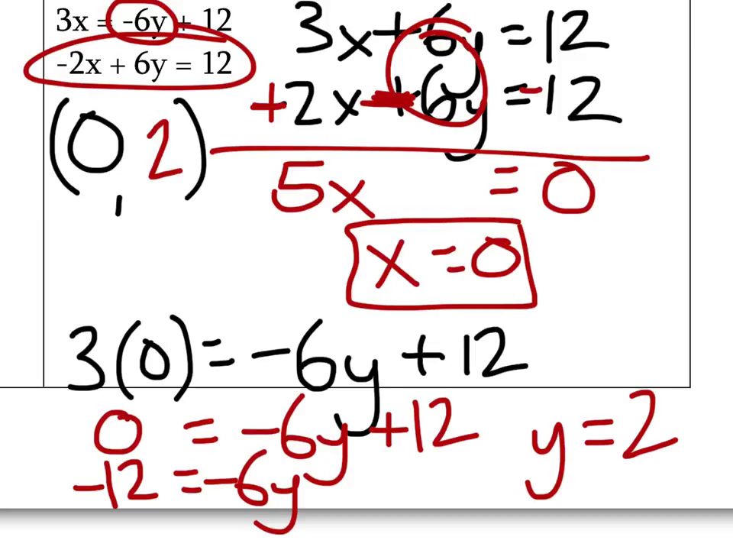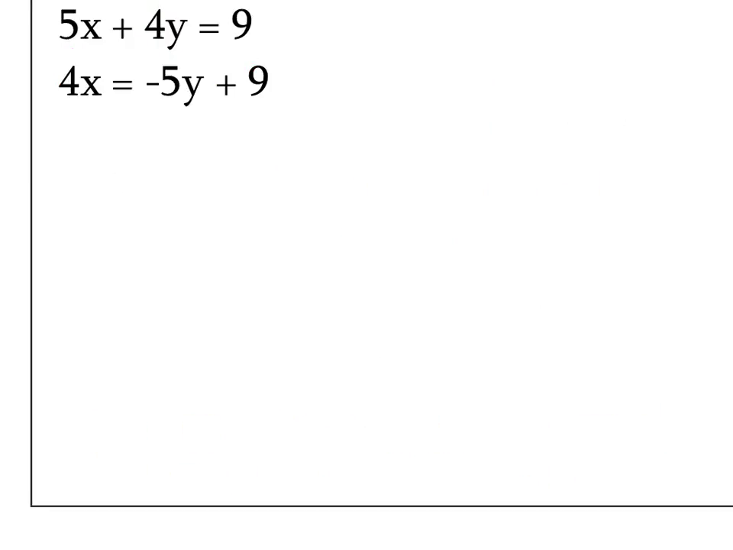We used the top equation. Let's use the bottom one. So 2 times 0 would be 0 there. 6 times 2 is 12. Checkaroo.